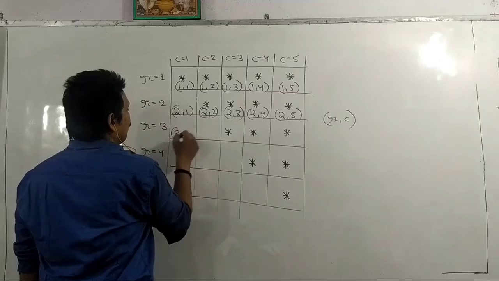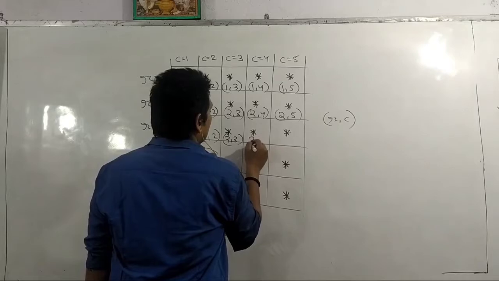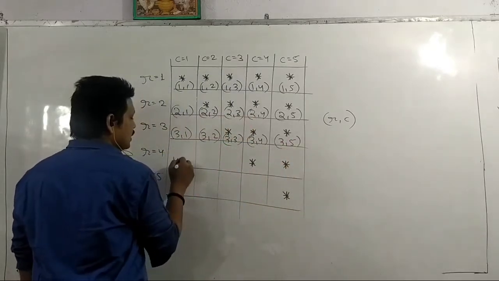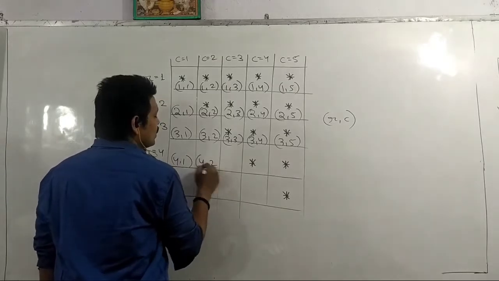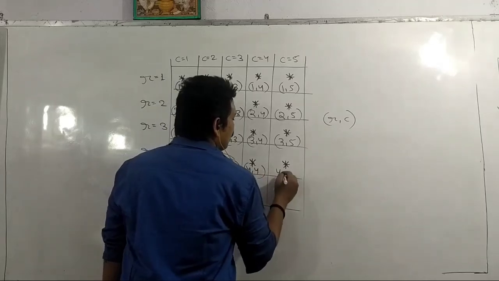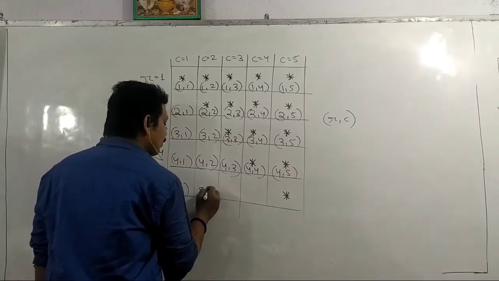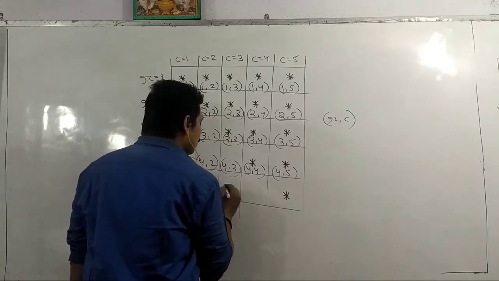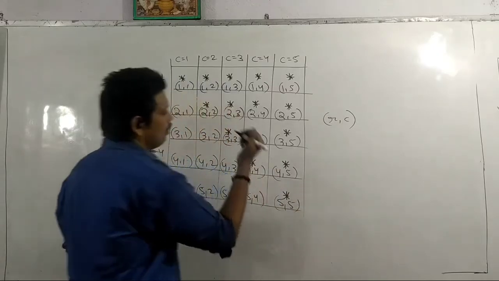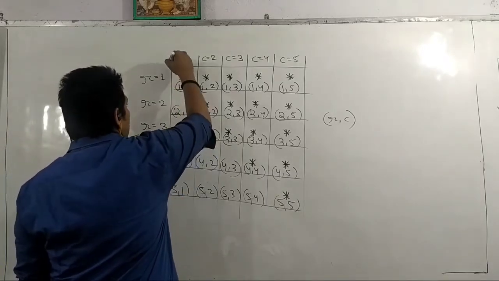Third row first column, third row second column, third row third column, third row fourth column, third row fifth column. This is fourth row first column through fourth row fifth column. This is fifth row first column, fifth row second column, fifth row third column, fifth row fourth column, fifth row fifth column. Clear? Now, let me draw the boundary.